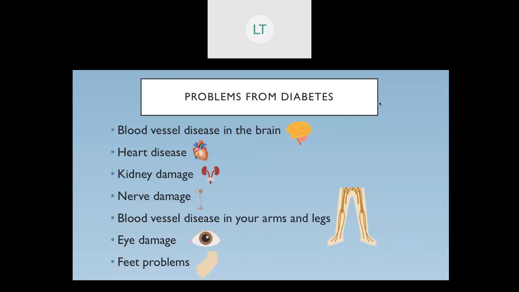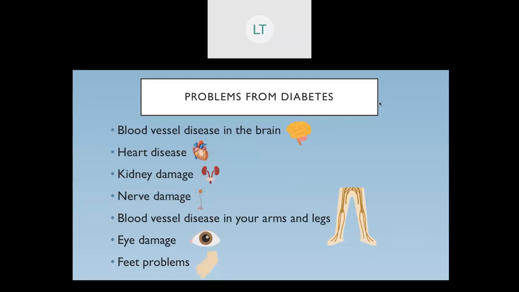So after being diagnosed with diabetes, it's then important to understand what problems could arise from having diabetes, because this will help you to know why it's really essential to try to keep your diabetes under control. So we really want to know, what are we trying to prevent by keeping our blood sugars at a certain level?